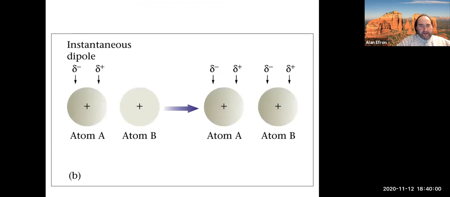And here's a better picture. We have our instantaneous dipole, which normally does not have a charge. It makes the second molecule also gain a charge where it normally doesn't have one. And now they have a way to interact with each other through the negative side of one molecule and the positive side of another.